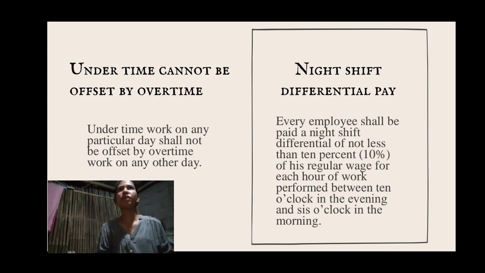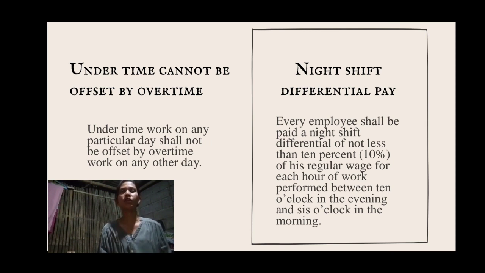And next, undertime cannot be offset by overtime. So undertime work on any particular day shall not be offset by overtime work on any other day. So for example, if the employee's regular working hours are 8 hours per day from Monday to Friday, and the employee works only 6 hours on Monday, 2 hours less than their regular hours, they cannot work 10 hours on Tuesday, 2 hours extra, or claim overtime pay for those extra 2 hours. This policy ensures that employees are paid for the actual hours they work and prevents abuse.